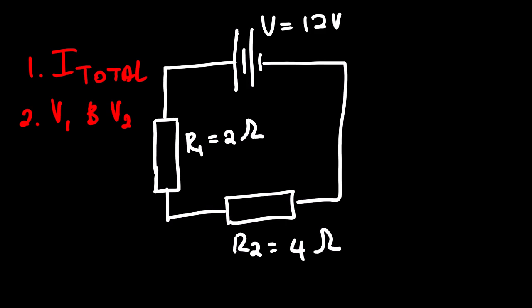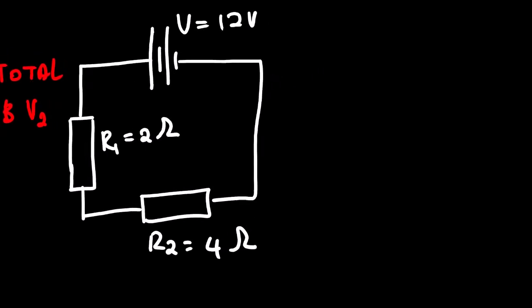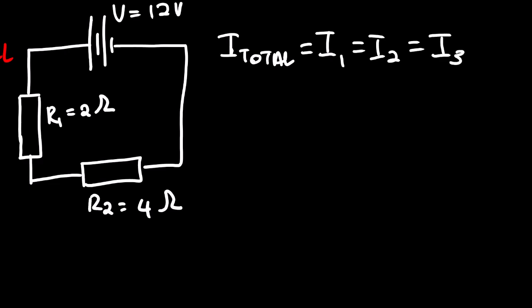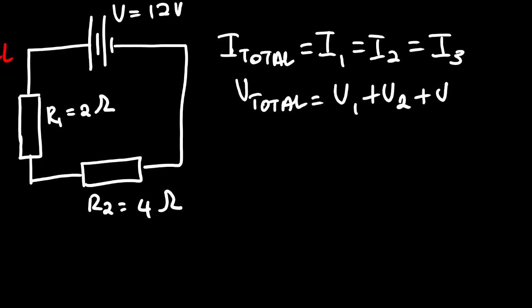Looking at the diagram of the circuit, we can see that we have a 12 volt power supply, and then we have R1 which is 2 ohms, R2 which is 4 ohms. Now calculating the first question, we need to understand something. Based on the first lesson video, we know that in series the equation to calculate the current is I total equals I1 equals I2, provided we have only series connection. And then for potential difference, it's V1 plus V2 plus V3.